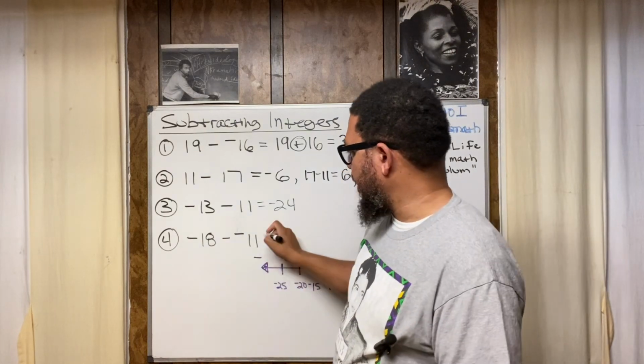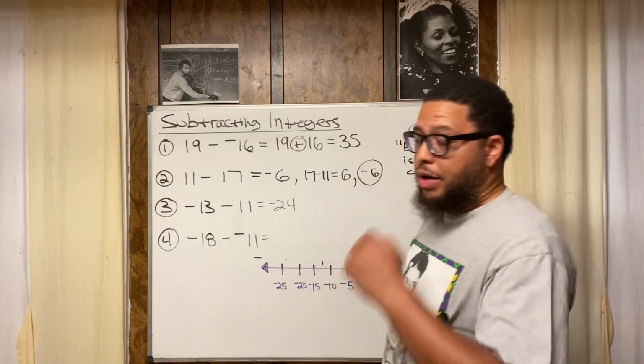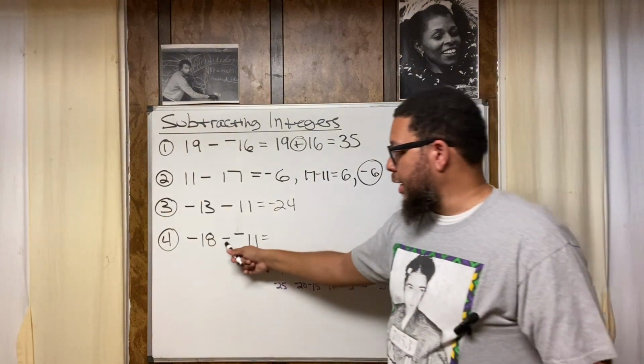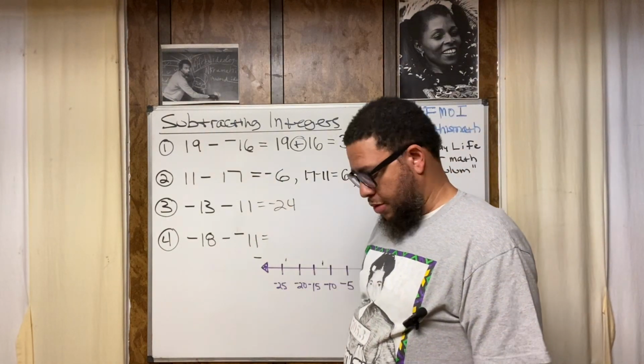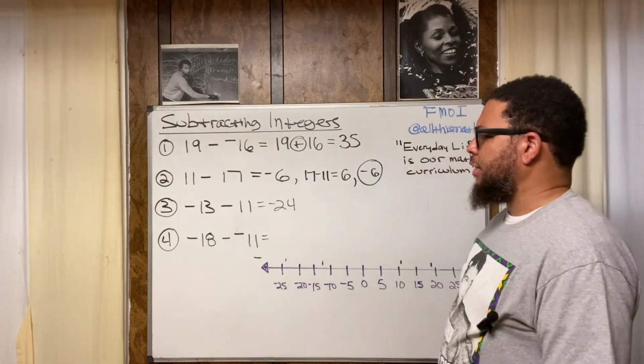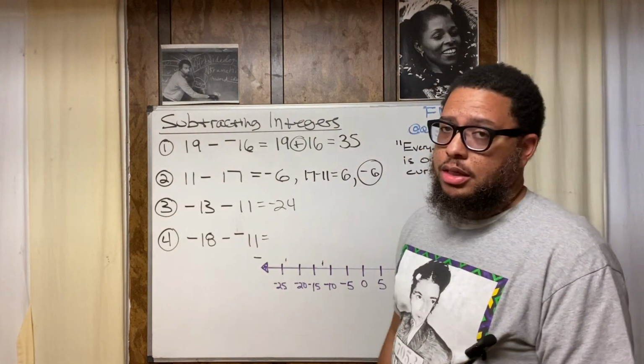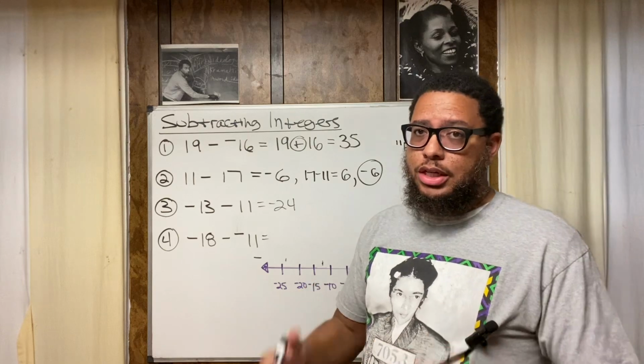All right, so negative minus a negative. Let's rewrite that because it's a double negative. So now I got -18 minus -11. The double negative part is going to turn into addition, right?